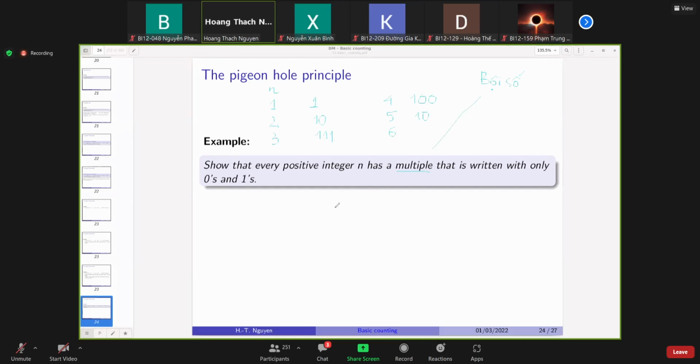So you can see that you take the multiple of 3 here, you add a 0, and you have a multiple of 6. And for 7 it may be more complicated. But the thing here is we cannot verify that for every positive integer because there are infinitely many of them.